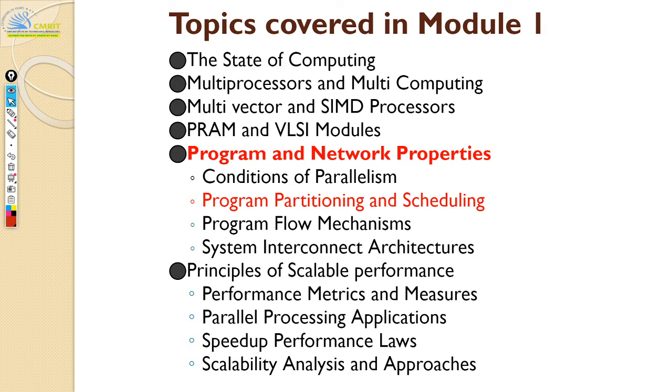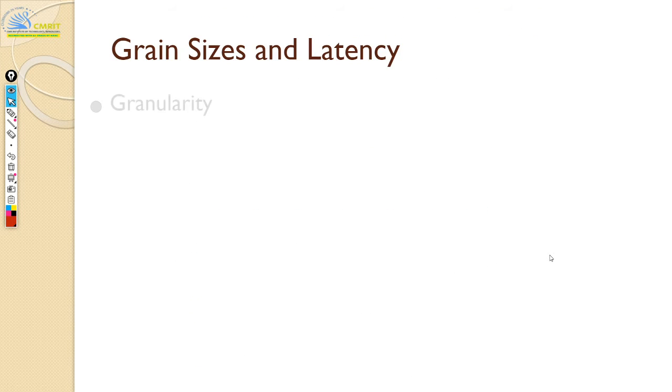so let's look at the next topic. This is program partitioning and scheduling. So now that we have understood the basics of parallelism and what the different issues are, now we have to see how we go about taking a problem and how we are going to parallelize it. Okay, so first thing we need to understand is the granularity. So how much do we want to parallelize, or how deep do you want to go?